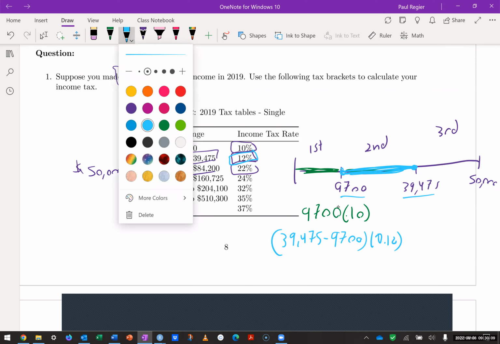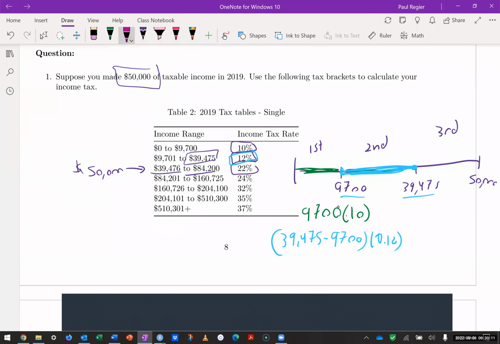And then the last bracket, I'll do it in purple here. The third bracket, we didn't quite max out. We just go up to our income, 50,000. How much is between 50,000 and 39,475? We take the difference, that's how much income. And that's where there's a big tax jump. We're paying 22% on that.